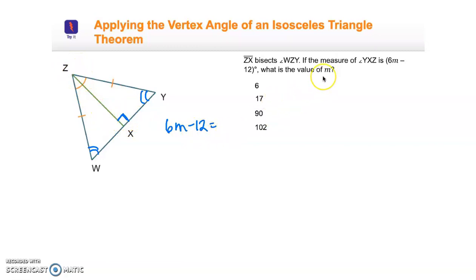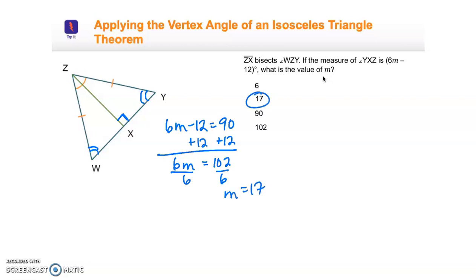So if we want to find m, all we do is set 6m minus 12 equal to 90 degrees, add 12. So we have 6m is equal to 102, and 102 divided by 6, m equals 17. So there would be our value of m. Make sure you read what the question is asking for.